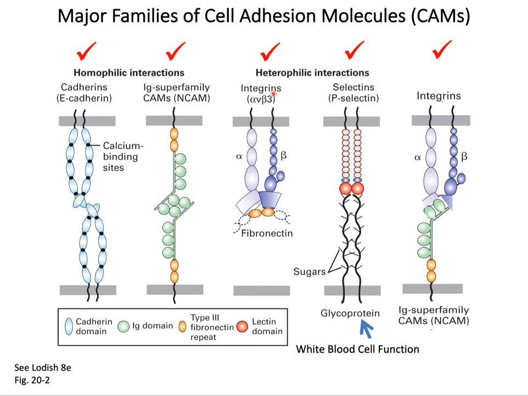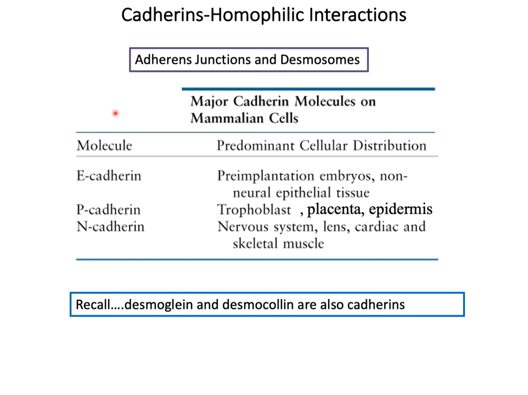The transmembrane linker protein integrin can interact with the components of the extracellular matrix. This would be a heterophilic interaction. And finally, a transmembrane linker protein known as selectin, an example is P-selectin, can interact with a glycoprotein of a neighboring cell. In this last heterophilic interaction, you can see it is really important in white blood cell function. I want to look at each of these proteins and each of these interactions. So let's start with cadherin.